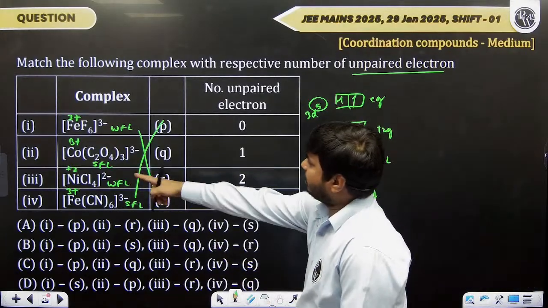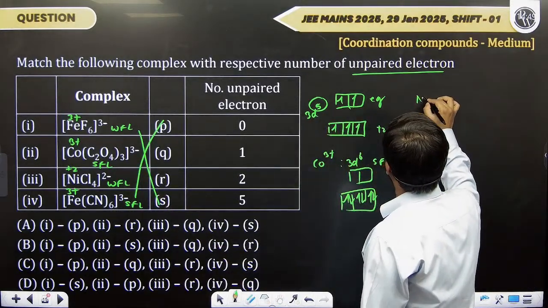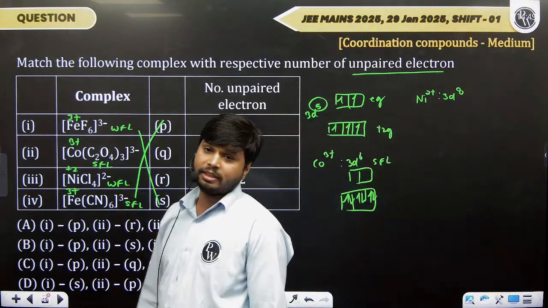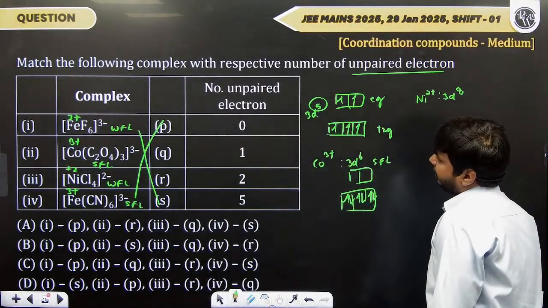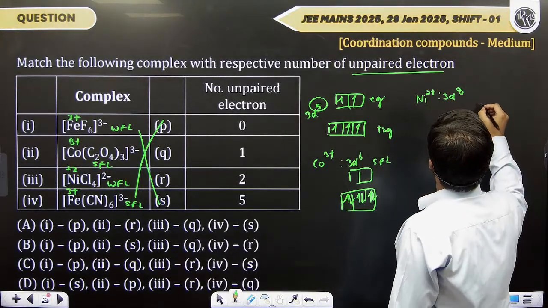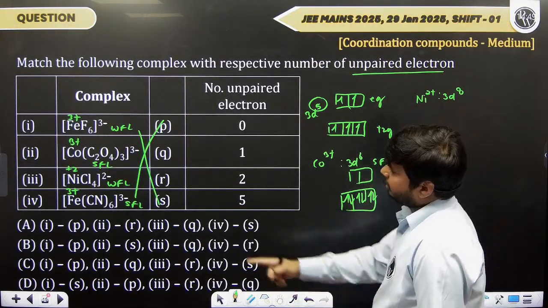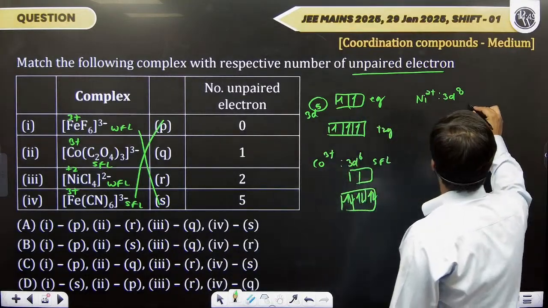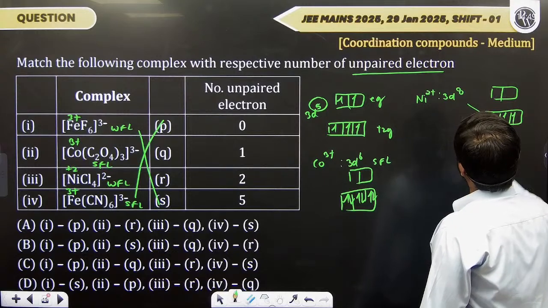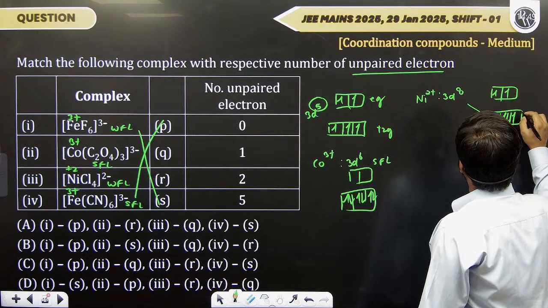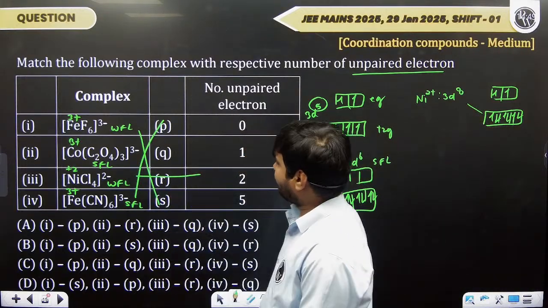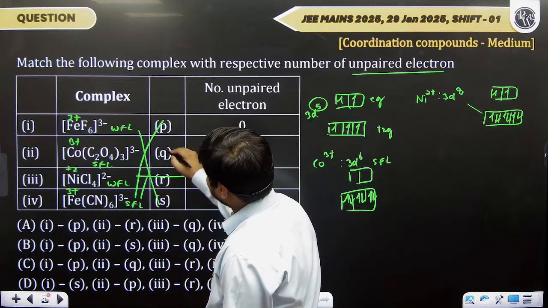Chaliye, next, third. In the third we have nickel plus 2. Nickel plus 2 is going to be 3d8, 3d8 with weak field ligand. ठीक है. So in this we can fill the electrons, है ना, weak field ligand, so no pairing will be there. So 1 2 3 4 5 6 7 8, 2 unpaired electrons, right? So R, and the remaining one, the fourth one, will be joined with Q.